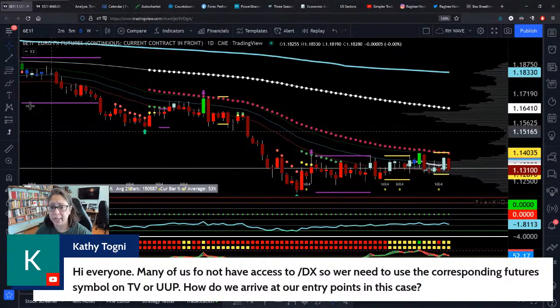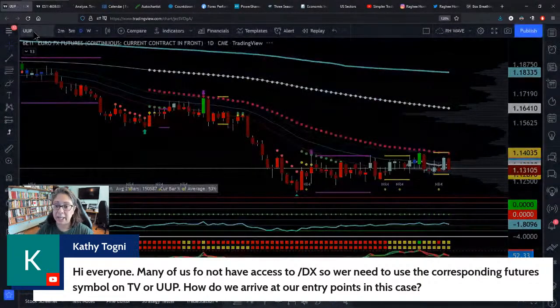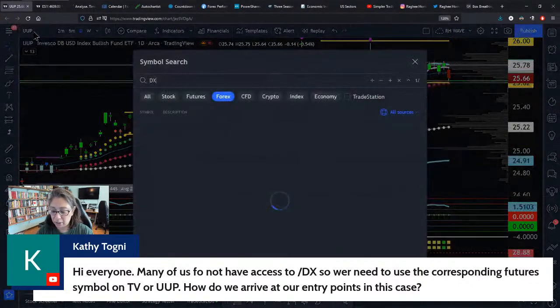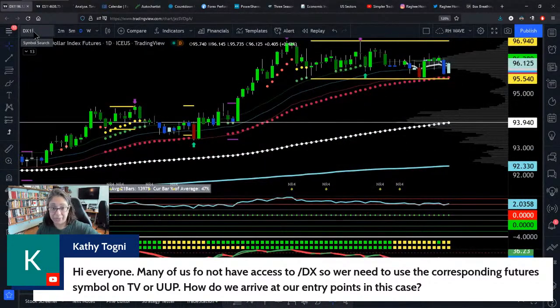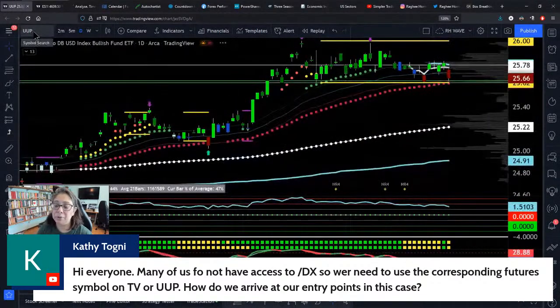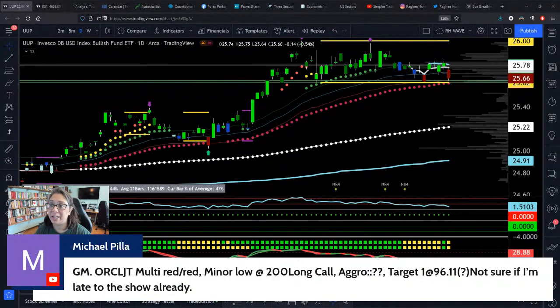If you're using dollar index, because most of my dollar index trading is going to be on the daily, it's not ideal to look at the DX, but you can pull up dollar index with that delayed feed just to get a feel for where the levels are. And then, yeah, if you have to use the UUP, that's perfectly fine. Okay, so that's how I would recommend tackling that. Appreciate the question, Kathy.